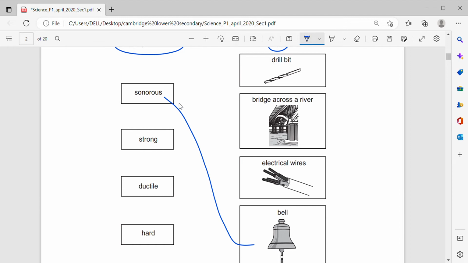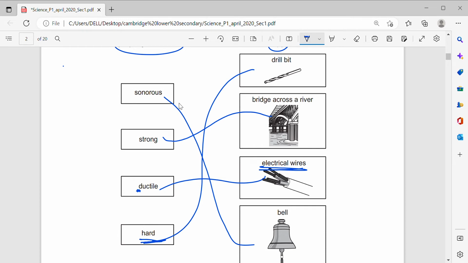طيب. What else is easy to solve? Electrical wires. Ductile. Ductile means drawn into a wire. Hard. The drill bit. البنطة بتاعت الشنيور. It's hard. Strong. The bridge across a river is strong.